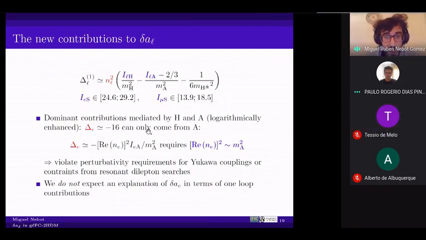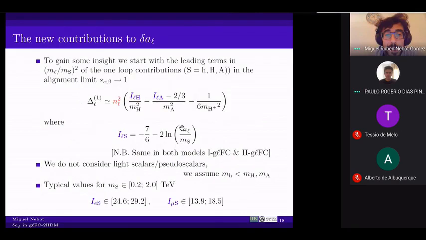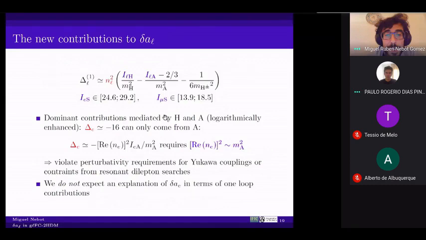So the thing here is that with these numbers for those functions, the terms that can dominate here are the ones made by the scalar or the pseudoscalar. I mean, these numbers arise from the fact that we have this logarithm here, which we do not have for a charged scalar. So, for example, if one wants to address the electron anomaly, well, just because of the sign, the scalar cannot make it. It should be the pseudoscalar.